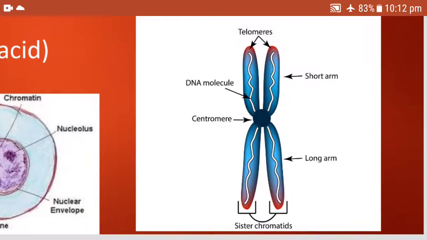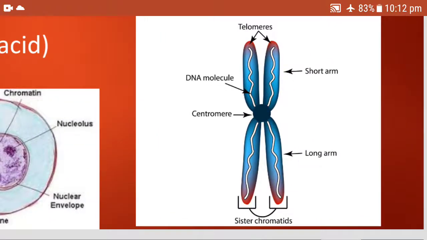If you see these threads, they look like this. These are called the chromosomes. The center of the chromosome, where the chromatids, the arms, are attached, is called the centromere. And the chromosome, this is one chromosome, is made up of sister chromatids. You can have one short arm and one long arm. So we have two short arms and two long arms. They are called the sister chromatids.